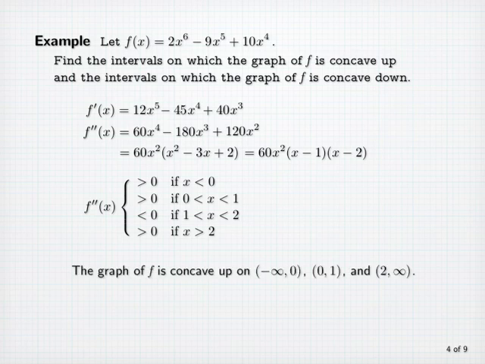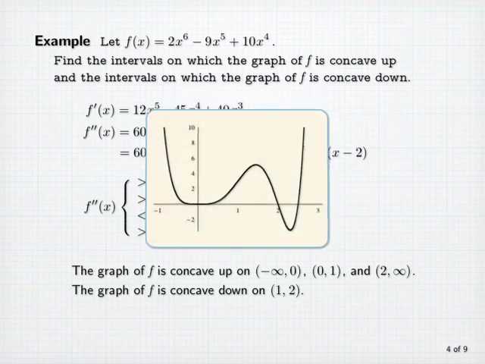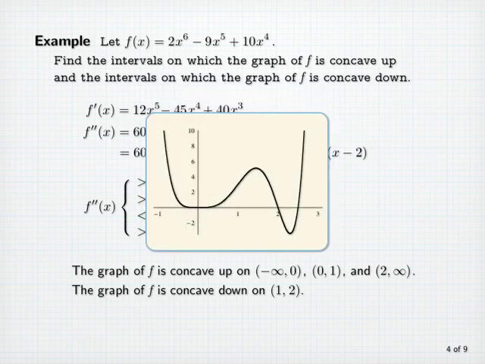So we can say that the graph of f is concave up on the open intervals minus infinity to 0, 0 to 1, and 2 to infinity, and the graph of f is concave down on the open interval from 1 to 2. Now let's have a look at the graph of this function. Notice that the graph is concave down between 1 and 2 and concave up everywhere else.